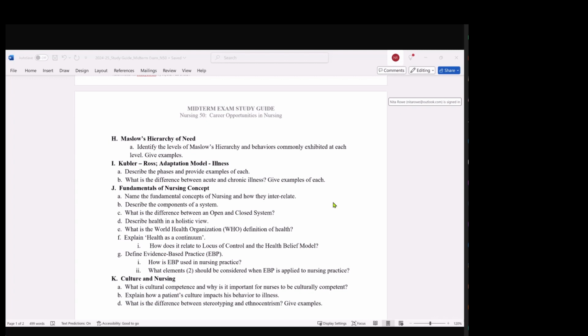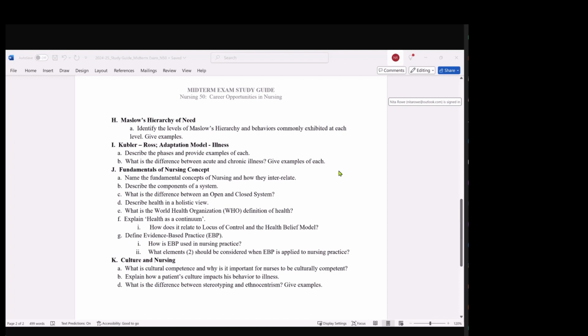Culture. How does culture impact nursing care and how we treat our patients and how we give care to our patients? It's absolutely huge, right? What we believe is true for us or a necessity for us may not be the same belief or have the same value for a patient you are taking care of that may have a different culture and different traditional beliefs regarding healthcare. Understand and know the difference between stereotyping and ethnocentrism. Be able to give an example.